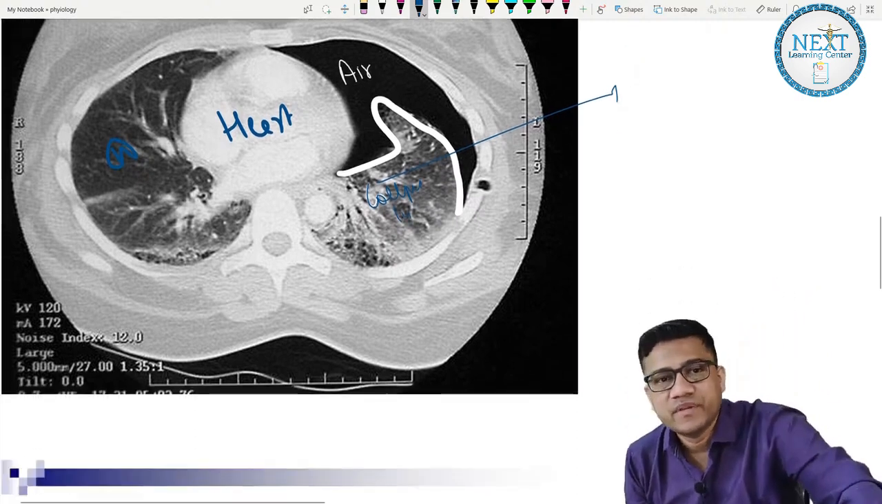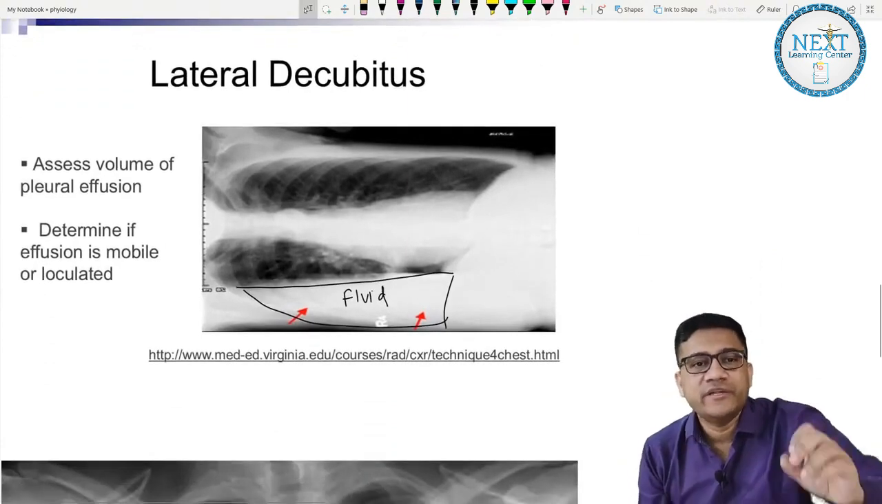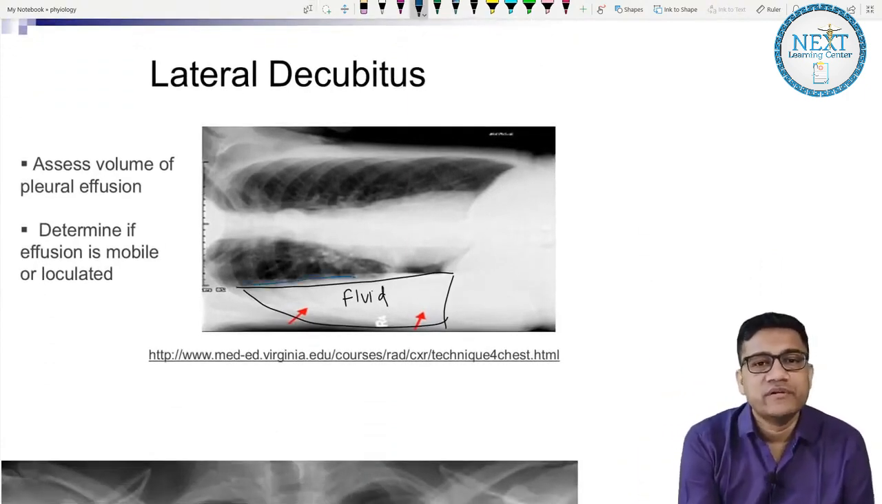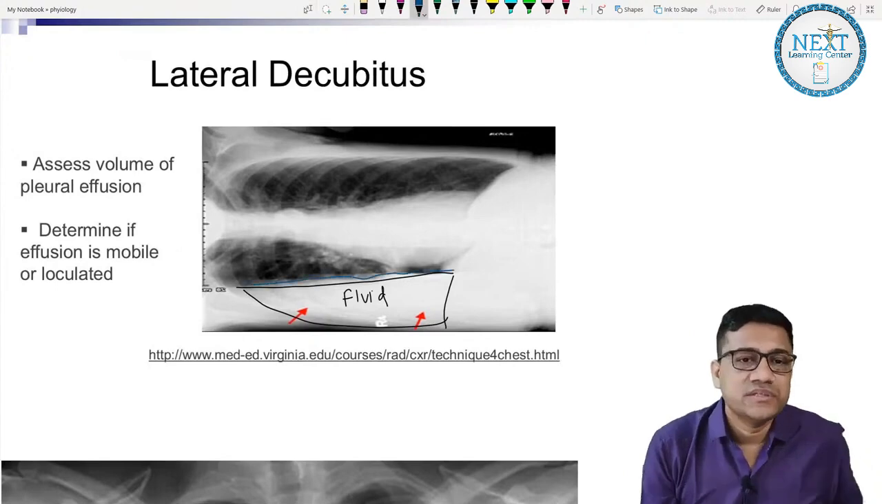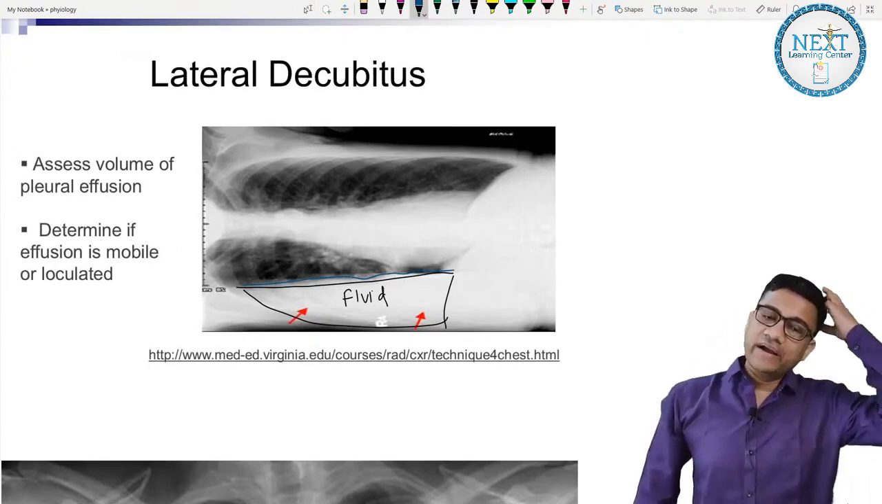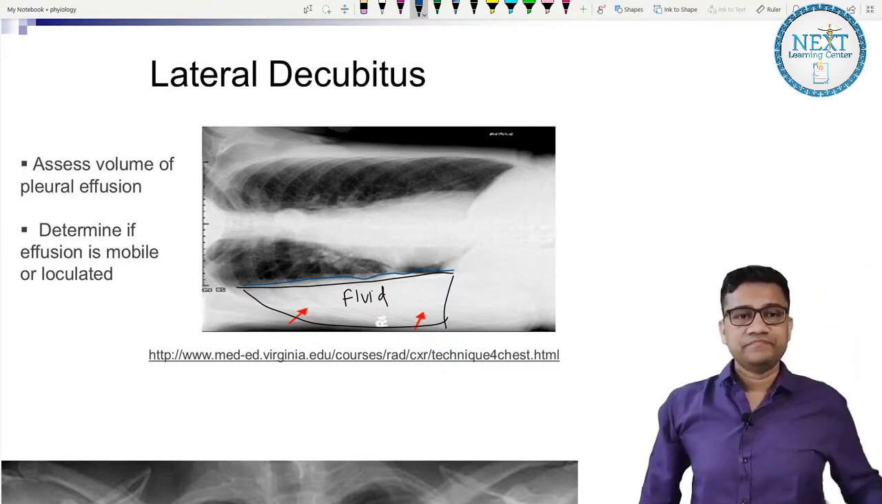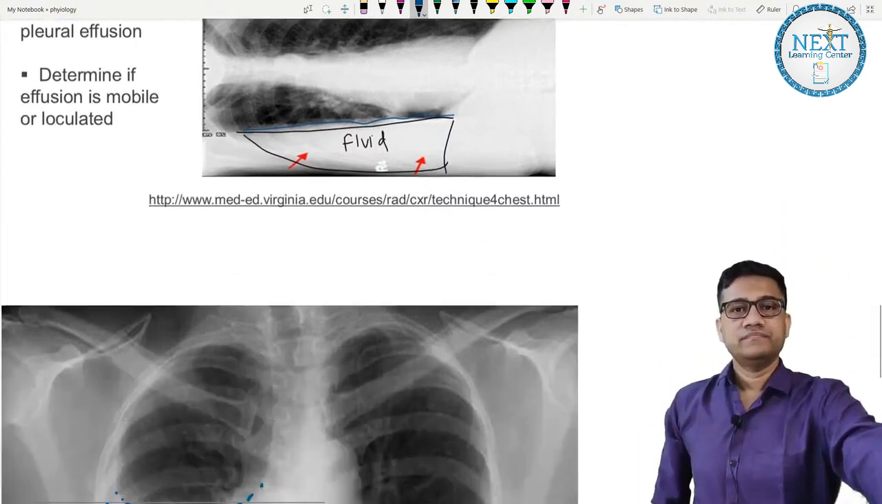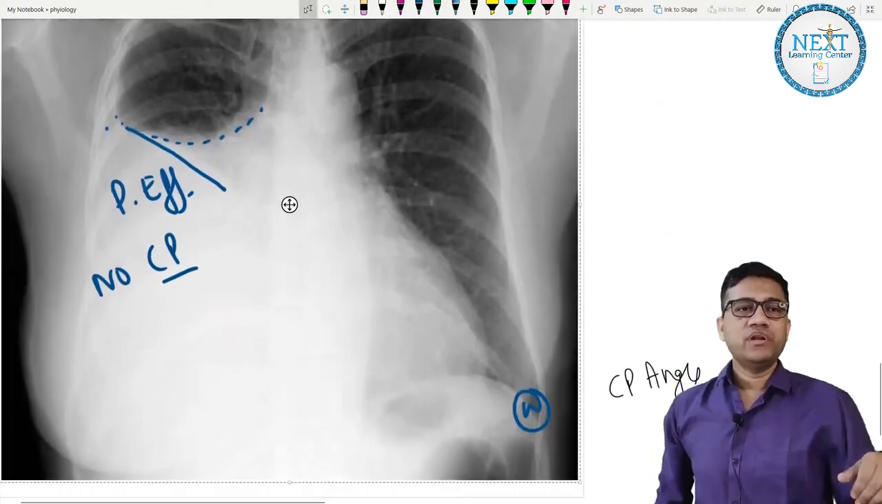Very good. Then this is the lateral decubitus for fluid. This is the fluid. Can you see fluid? This fluid is pleural effusion. Okay, lateral decubitus. This is again pleural effusion.